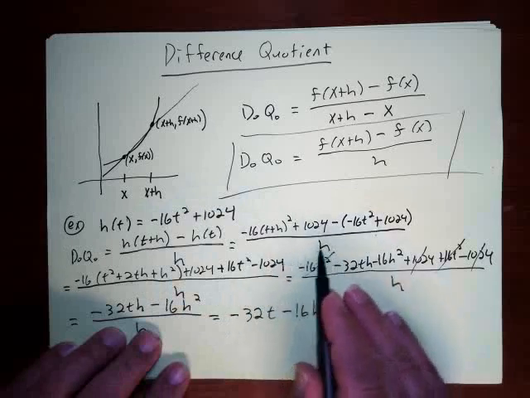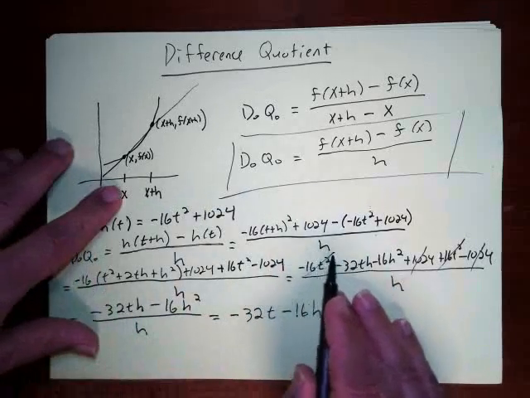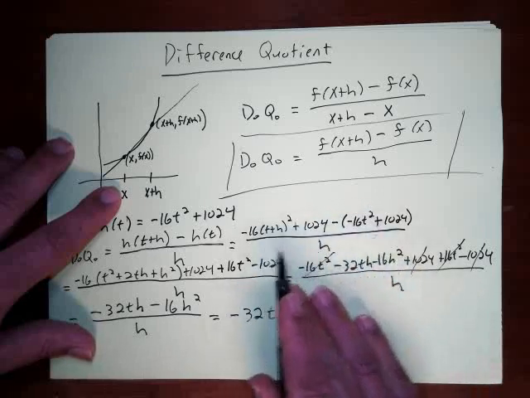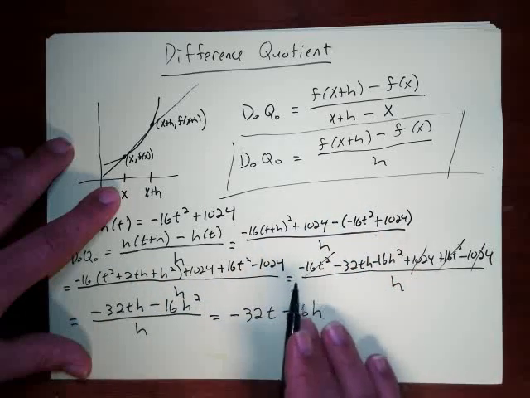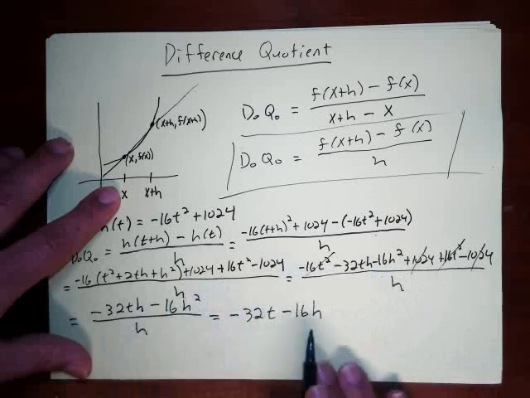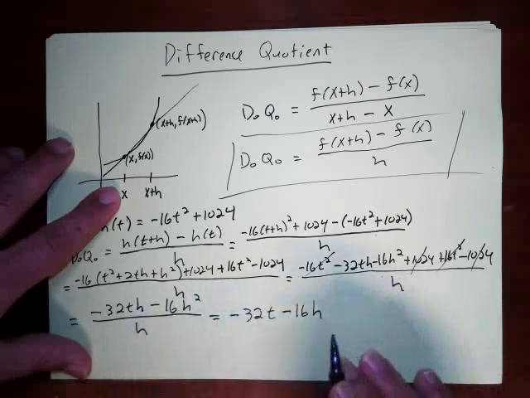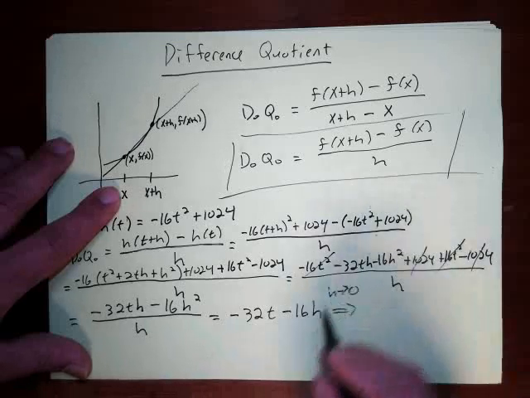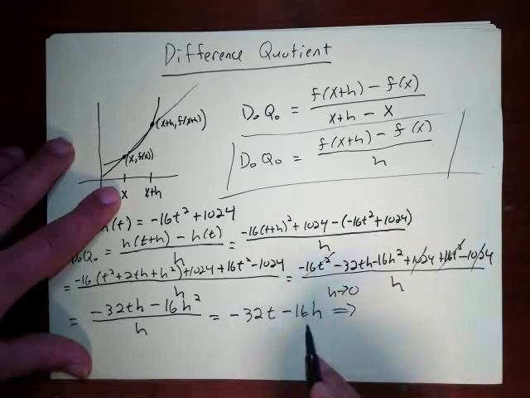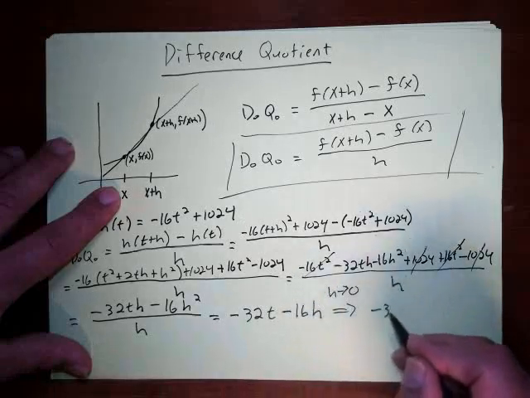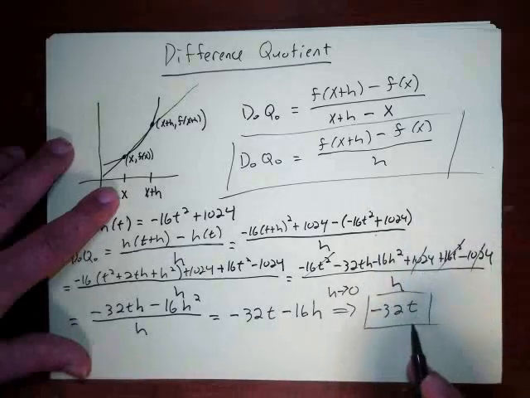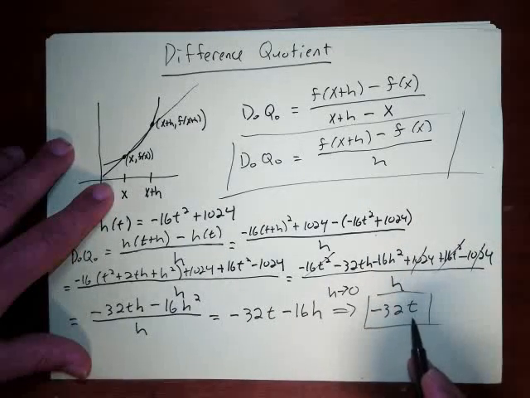Well, in this case you couldn't let h be 0 because you'd have a 0 in the denominator. But when you write it all out like this and simplify, you actually get rid of the denominator and you're left with this. And so what I can do here is let h go to 0 in this expression, and this whole term would go to 0, and I'd be left with negative 32t. And this would actually give me the instantaneous rate of change at time t.